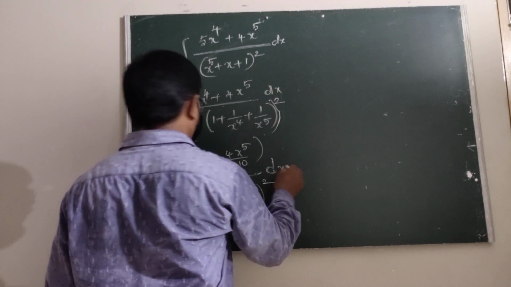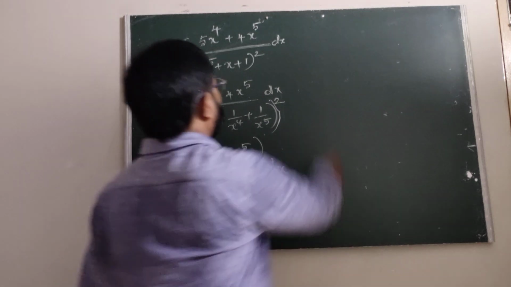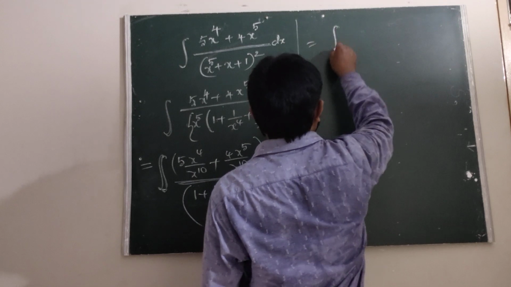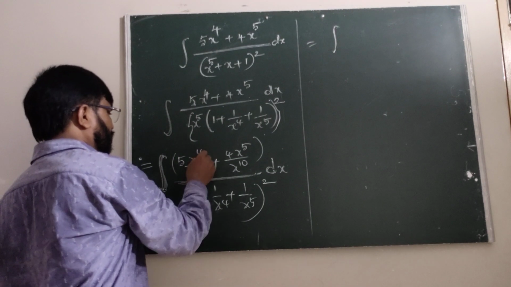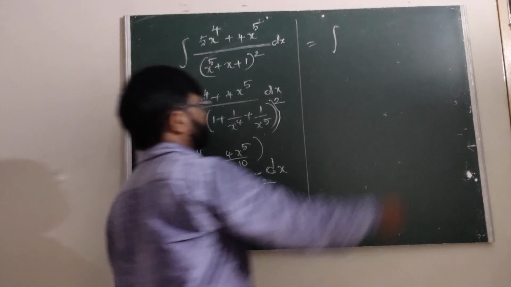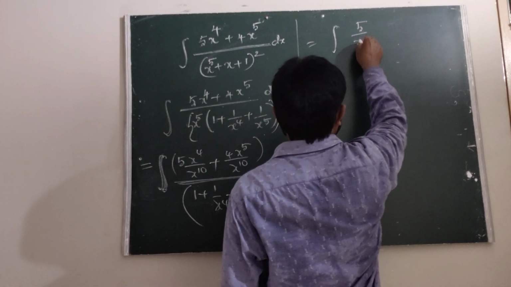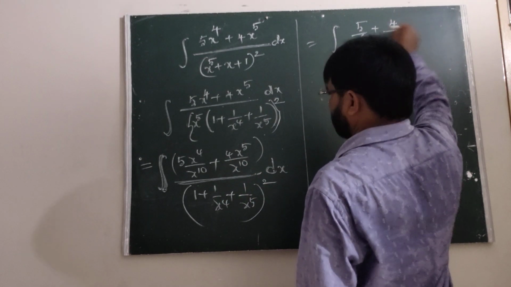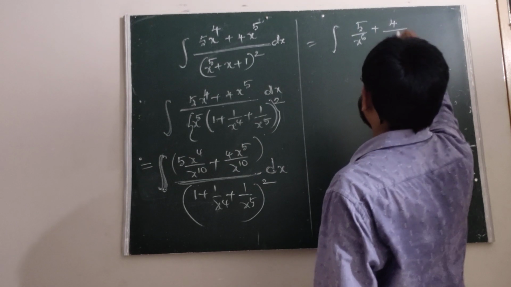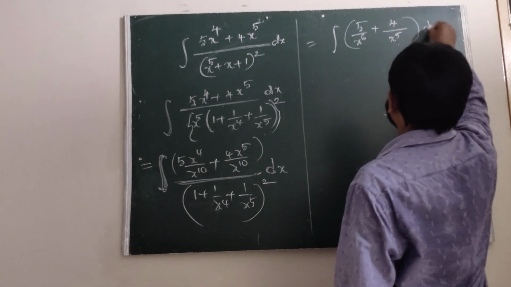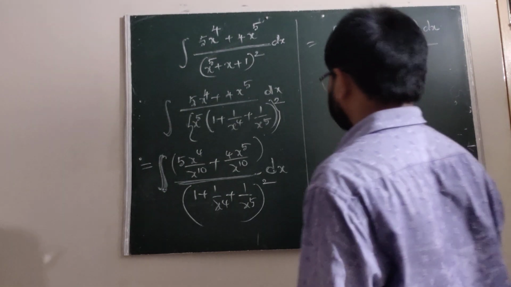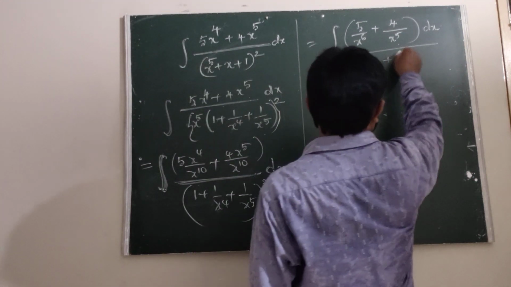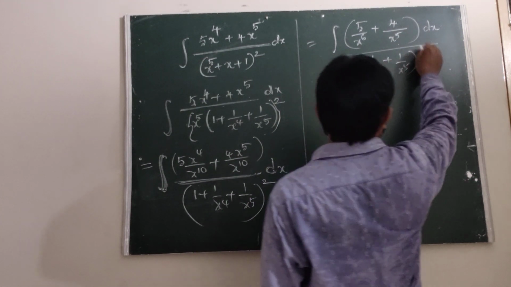Therefore, the another one is, you can write this as the integral, 4 times cancel. This is 5 by x^6 plus 4 by x^5, dx, upon (1 plus 1 upon x^4 plus 1 by x^5) whole square.